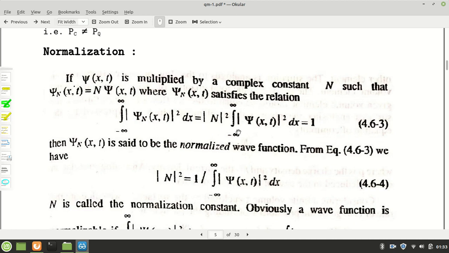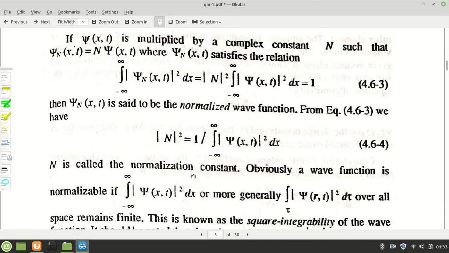If you put the value of psi_N, then N square will come out of the integration. N can be complex also, so mod N square is written over here. So mod N square integration minus infinity to plus infinity mod psi square dx is equal to 1. So what is mod N square? It is 1 by integration minus infinity to plus infinity mod psi square dx. N is called the normalization constant because it is coming from the normalization condition. So N can be found from this equation if this integration is done.